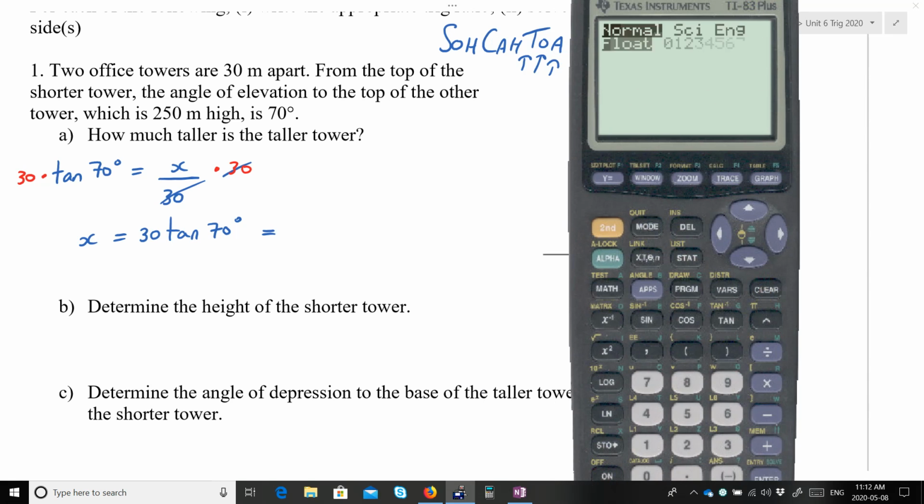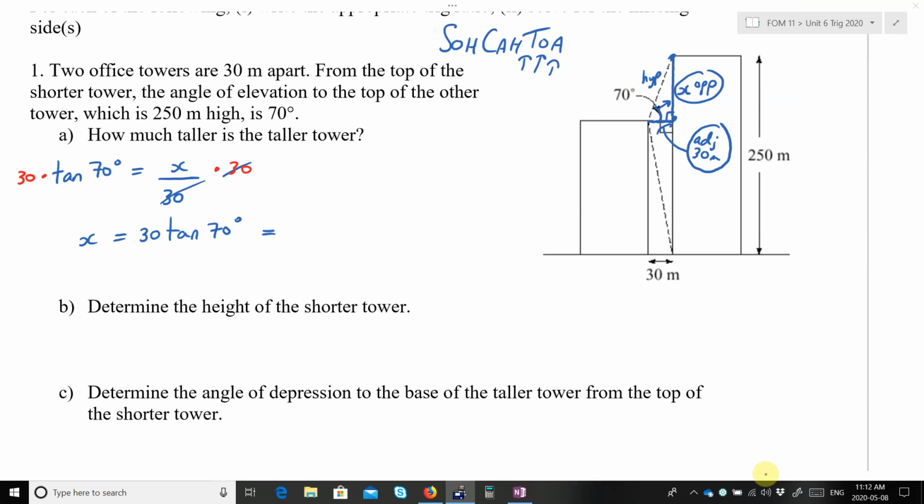And let's do a quick check that we are in degree mode. Good. 30, tan, 70. And we get 82.4 meters taller. Okay, and that is consistent with the answer key.